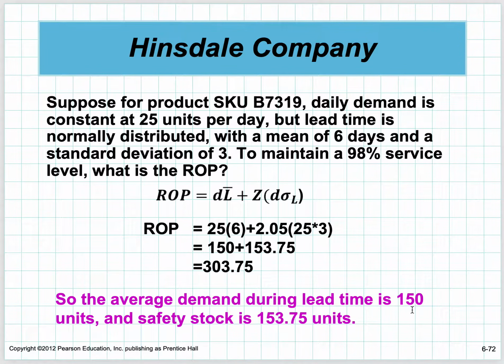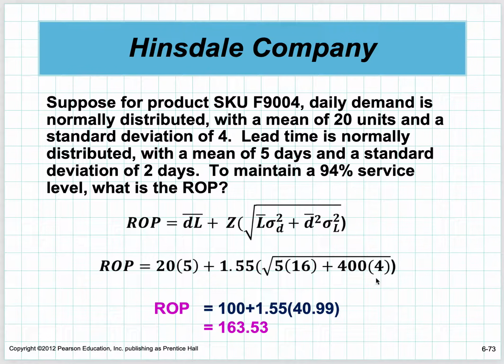Now, if both of them move at the same time, let's see, where am I at? Both of them move at the same time. Here's another SKU. Daily demand is normally distributed with a mean of 20 and a standard deviation of 4. The lead time is normally distributed with a mean of 5, standard deviation of 2. And you're trying to maintain now 94%. No one uses 94%. They use numbers like 95, 97, 98, 98.5, 99, 99.5, 99.9. They don't use 94, but that's okay. It's a textbook. You just plug all the numbers in again, and there you get your number.